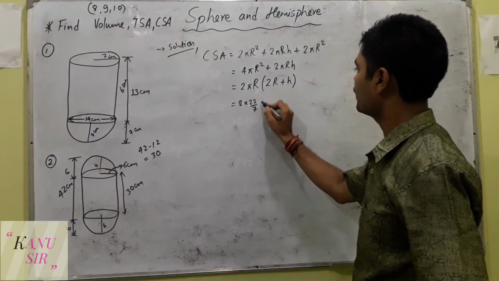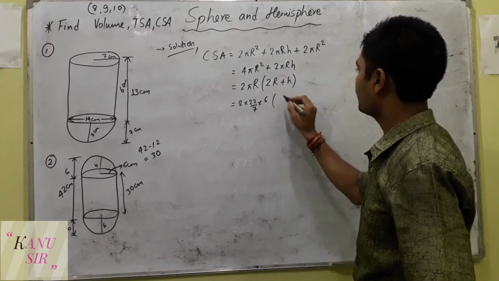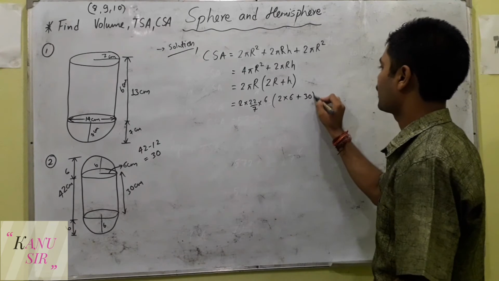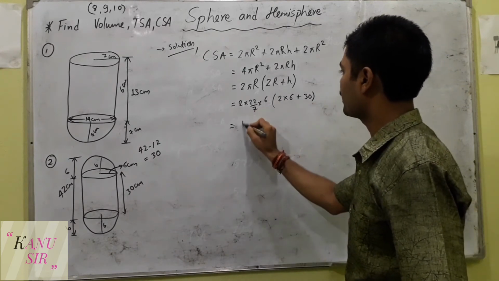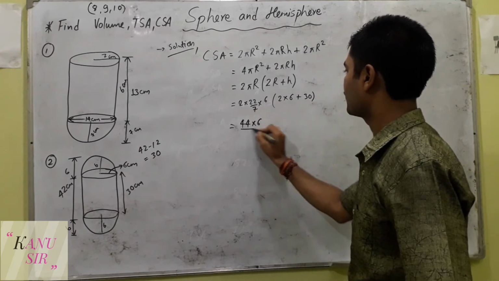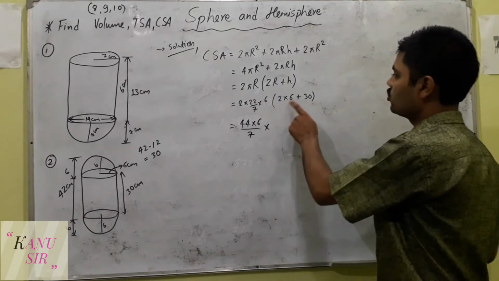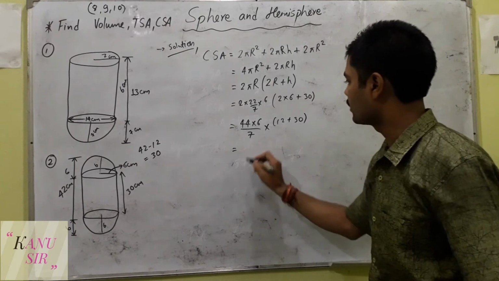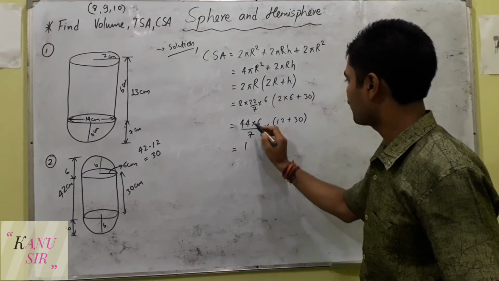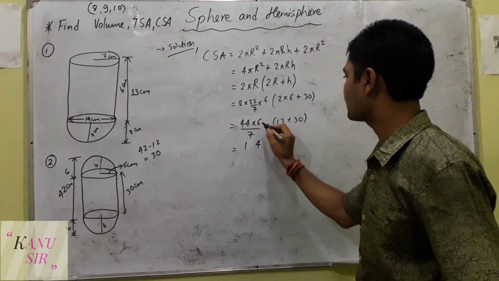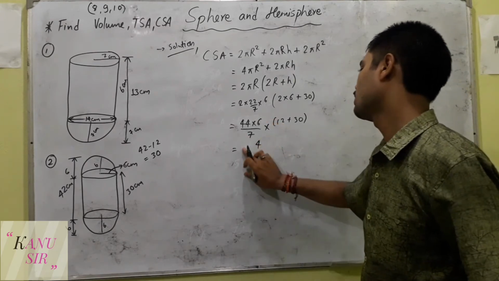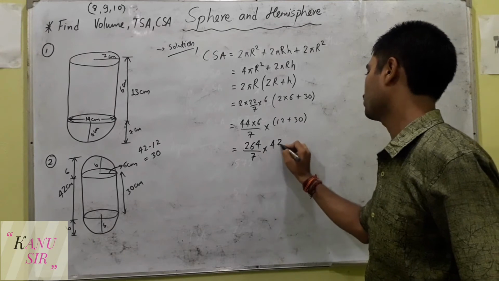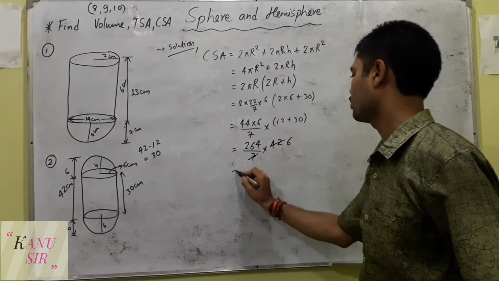22 by 7, the radius is 6, and the height of the cylinder is 30. So after that you can write 44 times 6 divided by 7 into 2 times 6 is 12 plus 30. 6 times 4 is 24, and 2, 26 divided by 7 into 42, 7 times 6 is 42.